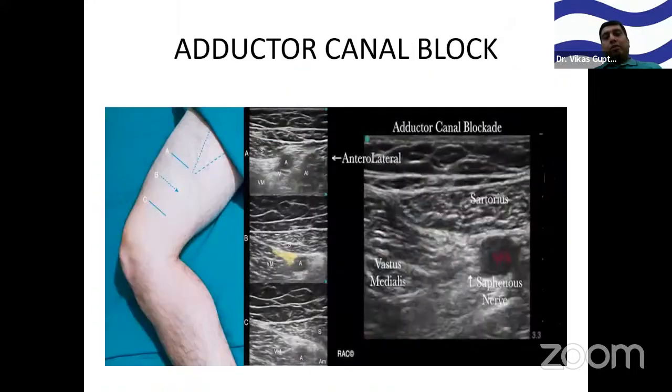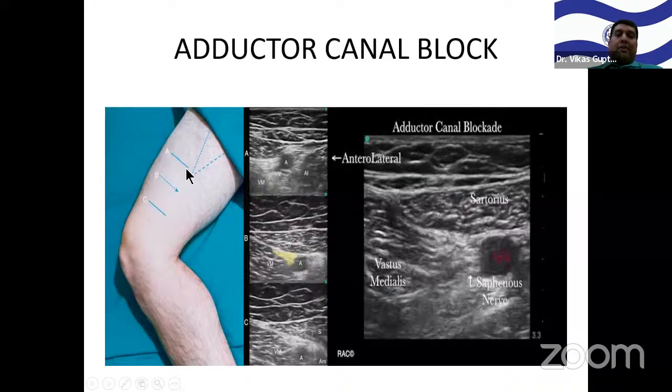Now the 4th block is the adductor canal block. The adductor canal block is very useful for medial foot and ankle surgeries, or for analgesia in knee surgeries. See, we have to identify the sartorius muscle, vastus medialis, sartorius. Okay. So what we are doing: we place the patient in supine position, with the thigh abducted and externally rotated to access the medial side of the thigh.